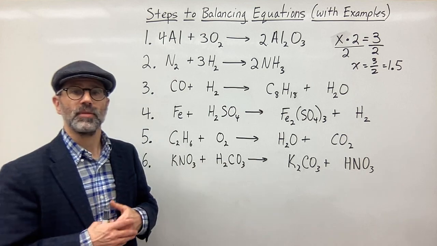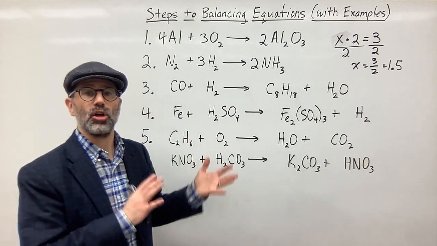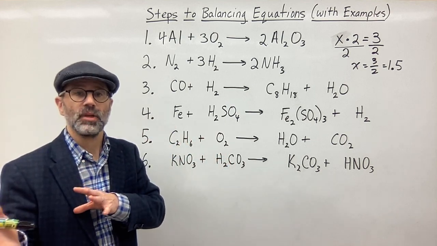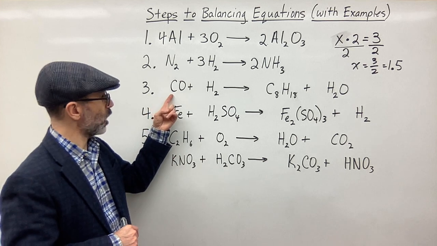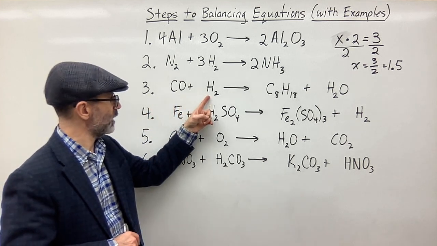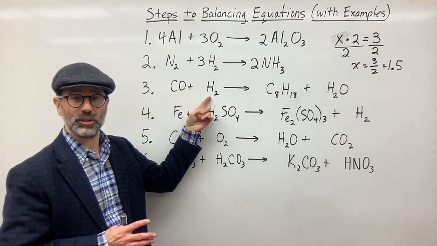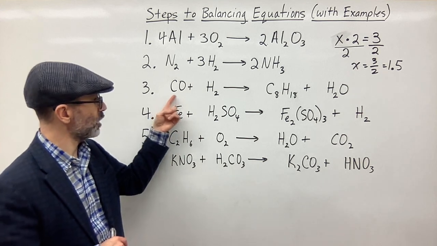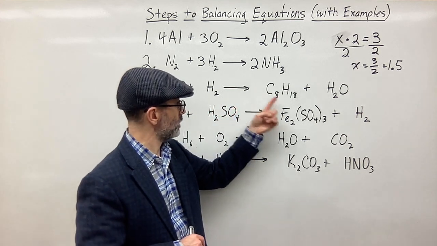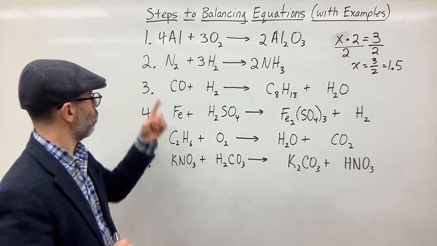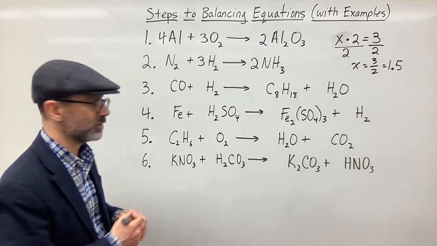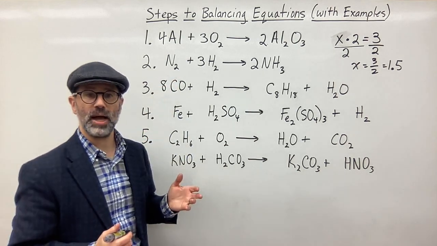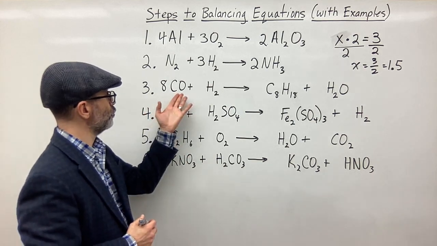So step 3, balance all your other nonmetals before your hydrogen and oxygen. So in this case, I have carbon, and I have oxygen, and I have hydrogen. So hydrogen, I already said, is balanced last, but I'm going to balance carbon before the other 2. So I have 1 carbon here, but I have 8 carbons here. 1 times 8 gives me 8. So what times 1 gives me 8? 8. So I need an 8 coefficient there. Now my carbons are balanced. Now I can go to the oxygen.